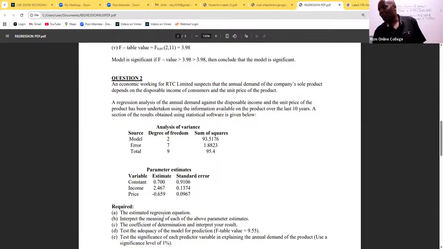So allow us to look at question number 2 before you go to your past paper. Question number 2, we are doing it together, and then we mark. We mark here live.